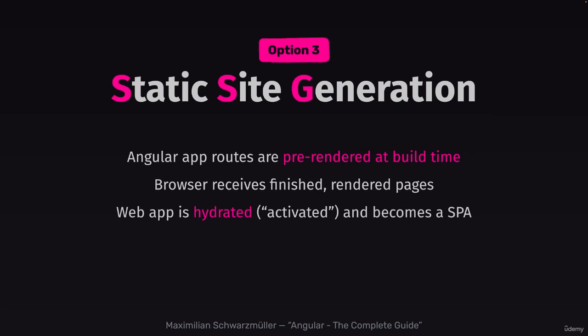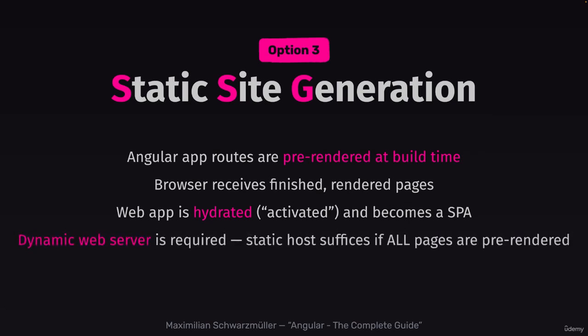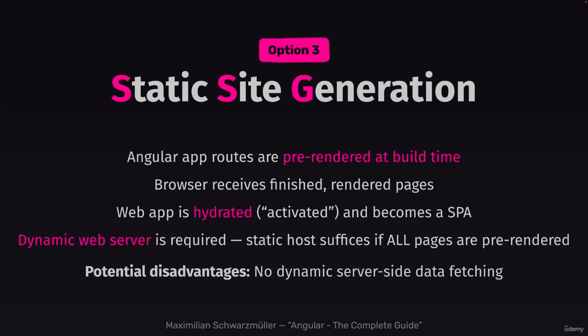Now, when using static site generation, you still need a dynamic web server unless you really pre-render all your application pages. But if you have a mixture of some pre-rendered and some dynamically rendered pages, you need a dynamic web server. Now, a potential disadvantage of this approach is that if you pre-render a page that fetches data, that data is of course fetched during the build process and never thereafter. So you might be showing some outdated data on your website until the application is built again and the pages are pre-rendered again. Now, for some data, that might not matter.